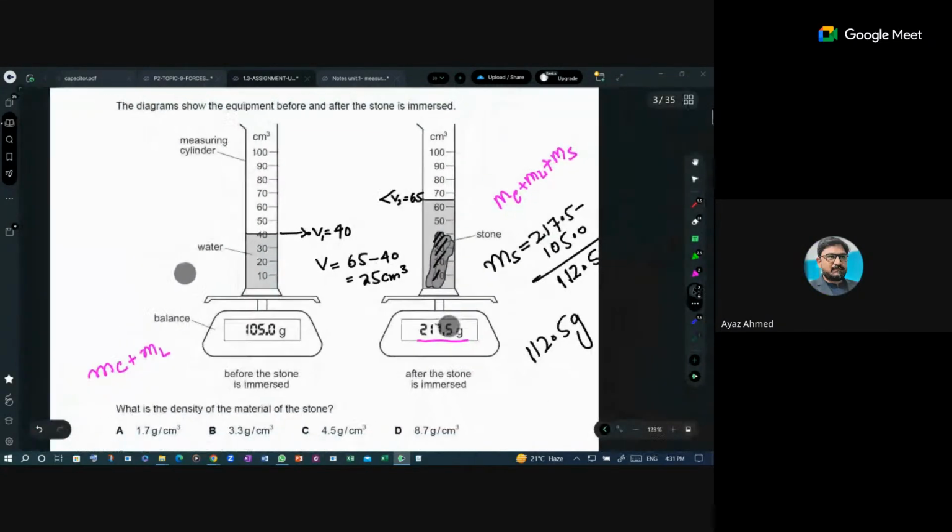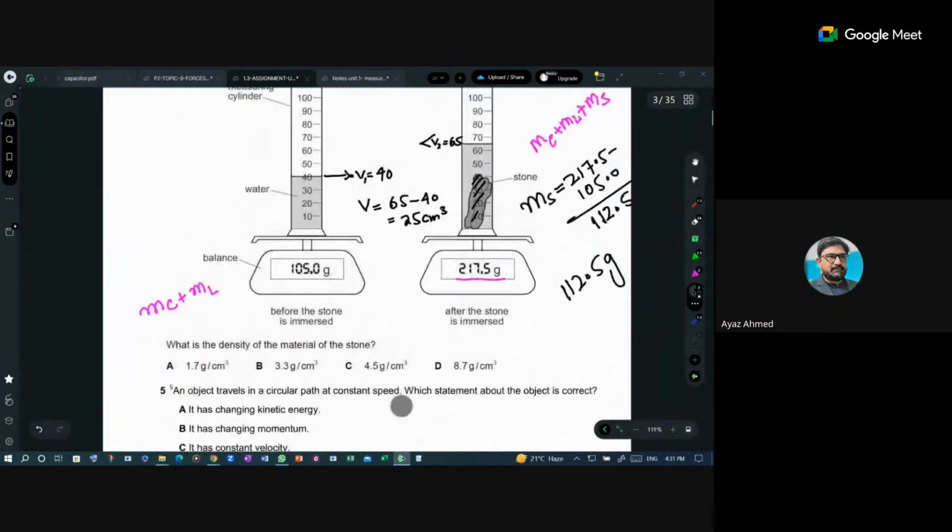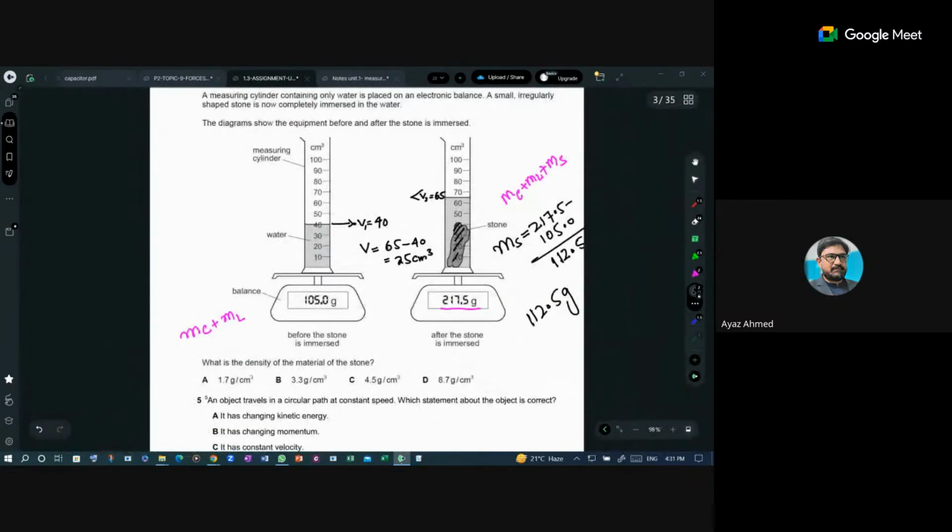Now I can simply find the density by using the formula. The density is equal to mass upon volume. So what will be the answer? Mass is 112.5 grams, and it would be divided by 25. So I will get 4.5 grams per cubic centimeter. Is this clear to you?